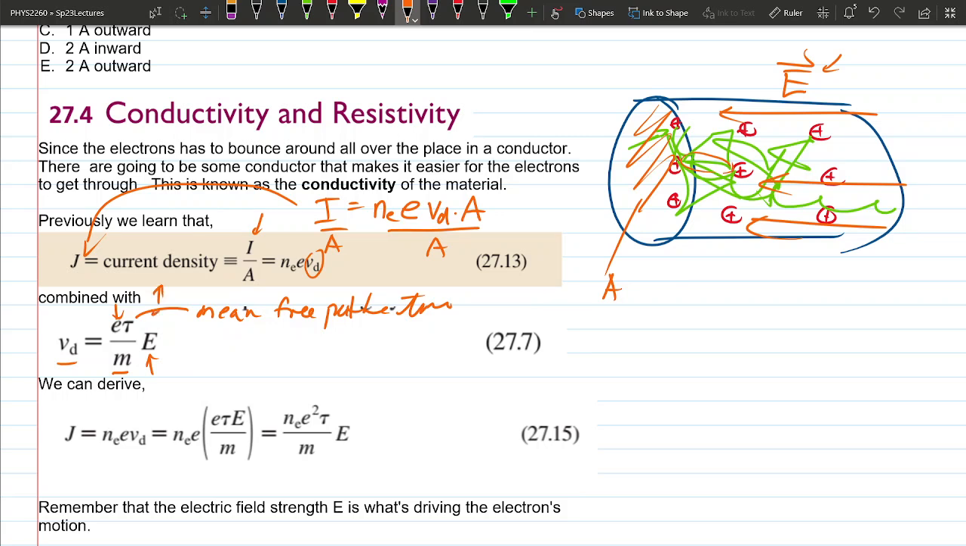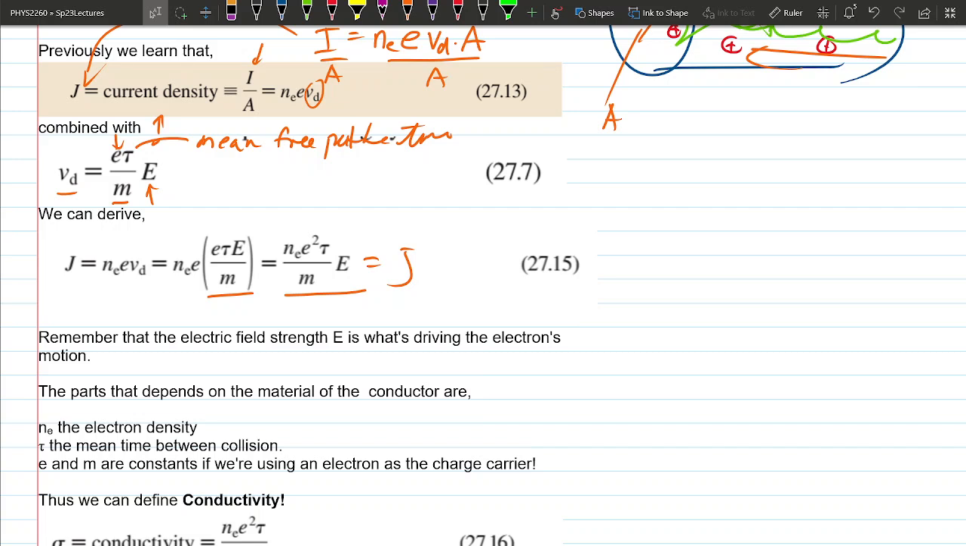Combining these two equations together, we end up with this complicated, crazy equation for current density. It's still proportional to the electric field, so hopefully it makes sense: the bigger the electric field, the more current you get. There are these complicated pieces to it: the electron number density of your material, the charge of the electron squared now, because we got one factor from here and one factor from here. So we get a squared version of that, and we still have this mean free path time, tau, in our equation.